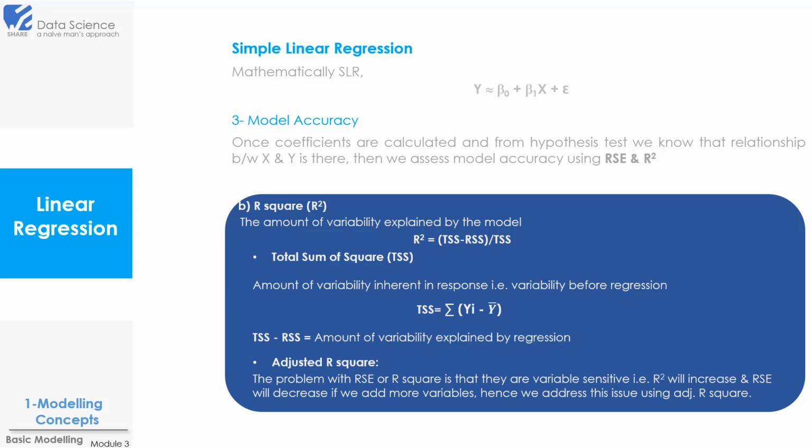So for this purpose, we use adjusted R square. Now I am skipping the formula here, but just understand that adjusted R square is a modified version of R square that is adjusted for the additional variables. So addition of a variable will not have any impact on adjusted R square. So this is a more robust statistic.